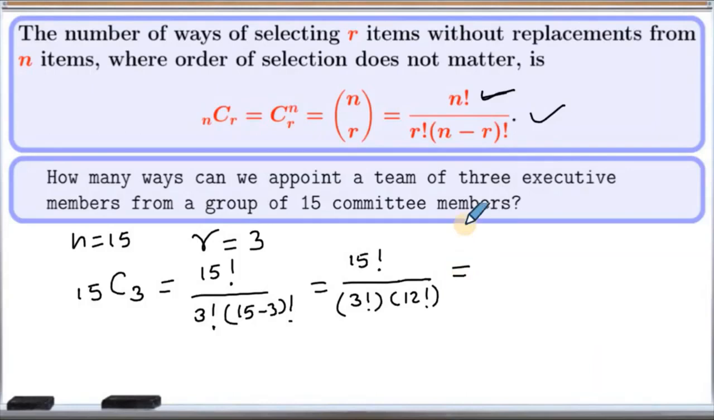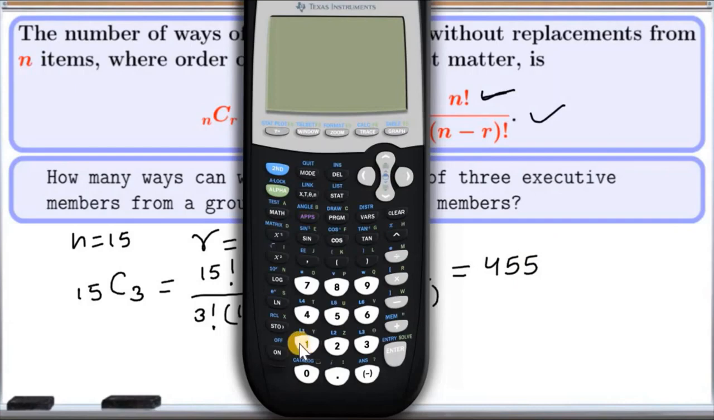So let me write that down here. It is 455. So let's do the combination in a calculator. So type in 15, then go to math, then go to PRB, then come down to number 3 where it says nCr. Okay, so select that and hit enter. Since you already have 15 nCr, now all you need is 3. So type in 3, then hit enter. Okay, so we get 455. Okay, and that's what we got using the formula also.